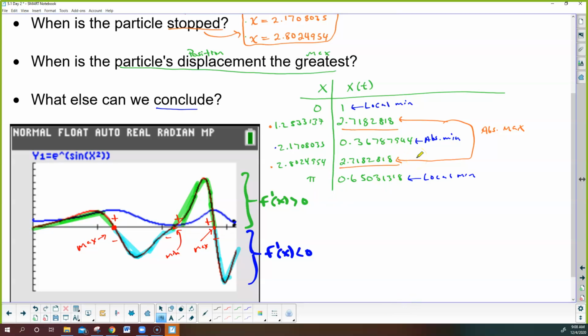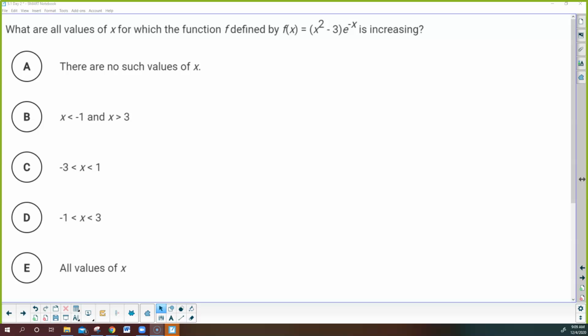So we will get more practice with the calculator. I just wanted to give you all a look. Okay, so we're going to do this one. This is a no calculator problem. It's an AP style question. You don't have to write the A, B, and C here for the choices, but what are the values of x for which the function f of x is increasing?